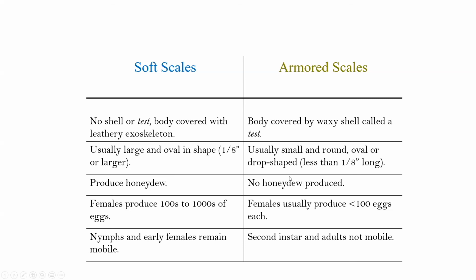Armored scales feed on the parenchyma tissue, as Molly had mentioned. They produce far fewer eggs, and they do not produce honeydew because they're feeding on that parenchyma tissue. They're not feeding on that liquid diet that the soft scales do.